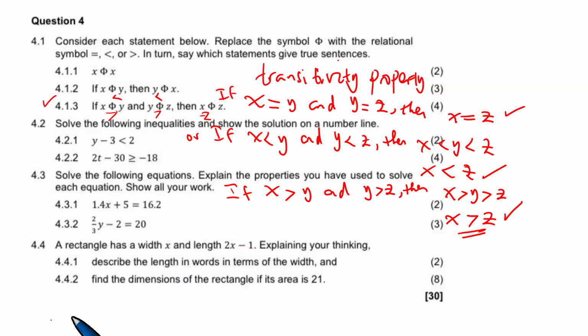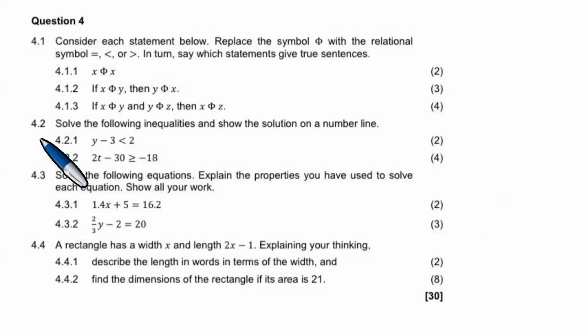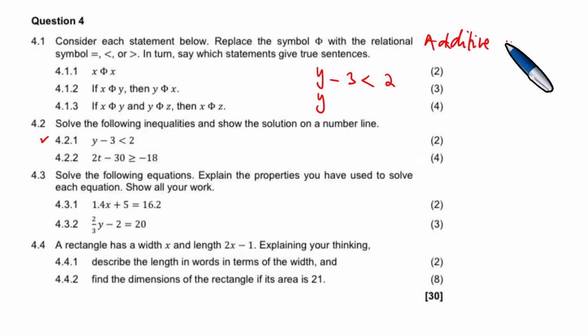Next question. In 4.2.1, solve the following inequalities and show the solution on a number line. So in the end, you have y minus 3 is less than 2. Let us solve this inequality together. To solve this inequality, what we do is we use the property of what we call the additive inverse property.